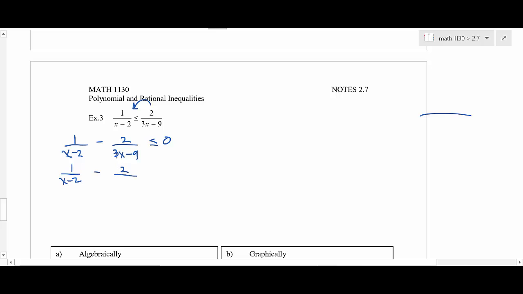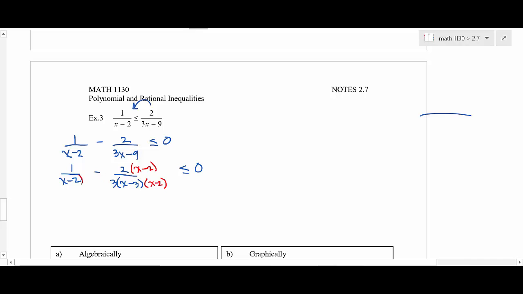I'm going to factor a 3 out of the bottom, so I have 3 times x minus 3 like that. Okay, now I need to get a common denominator. I've got to make them look exactly the same. The way I look at this is this denominator here needs an x minus 2, doesn't it? It needs one. So put an x minus 2 there, and then put 1 in top like that. You want to make the denominators exactly the same.